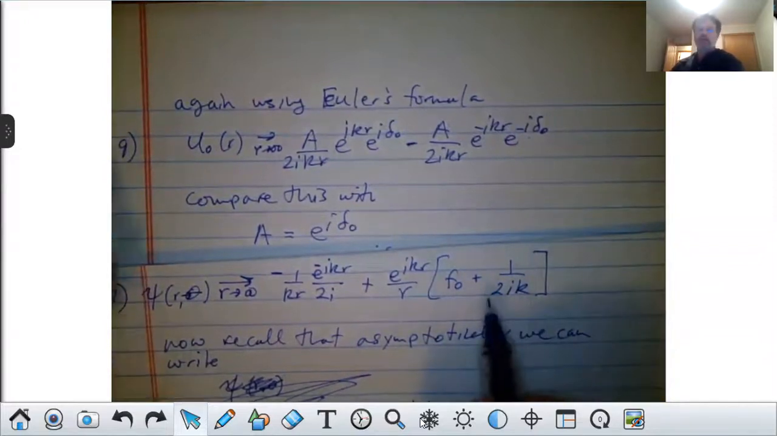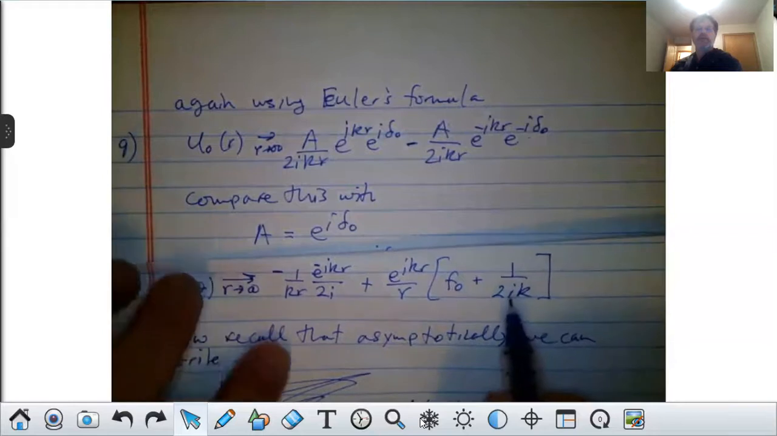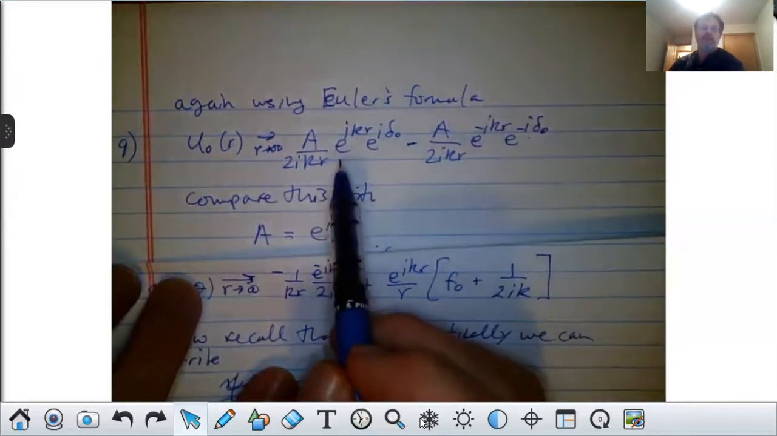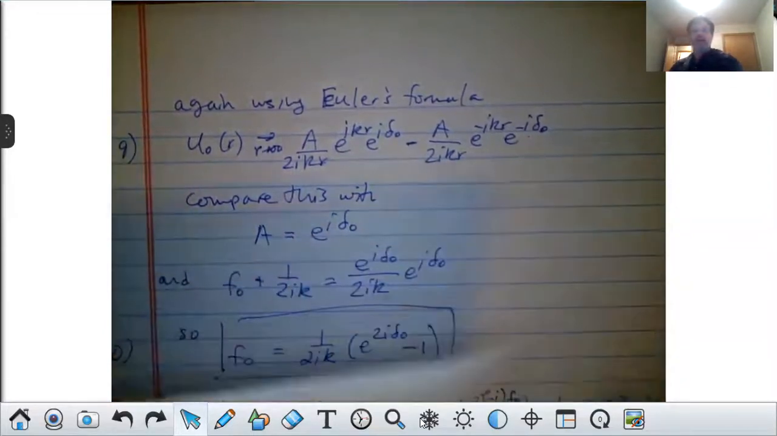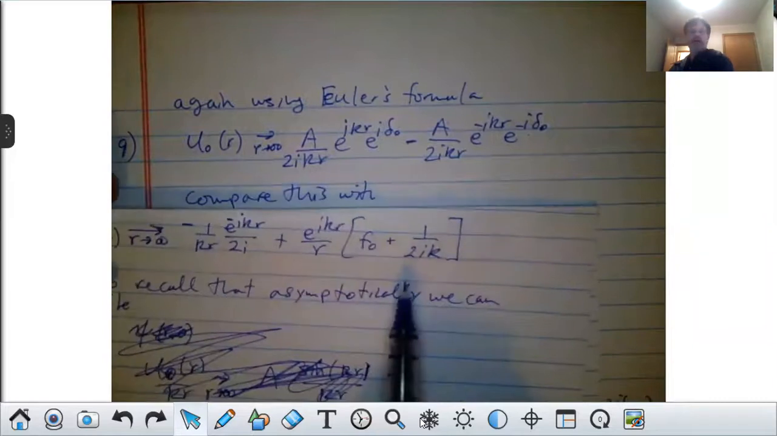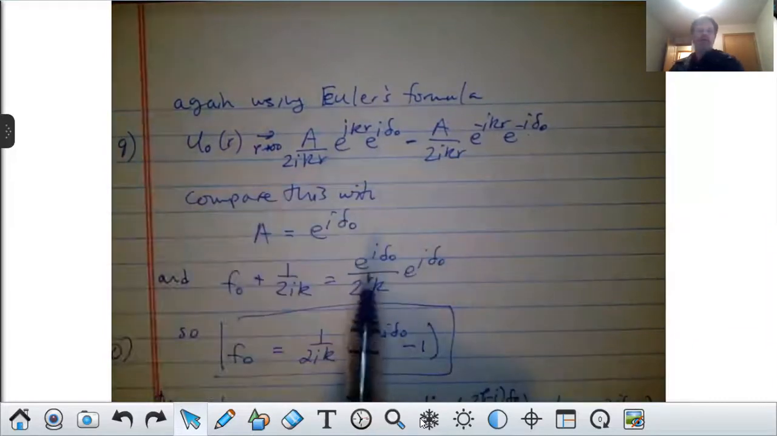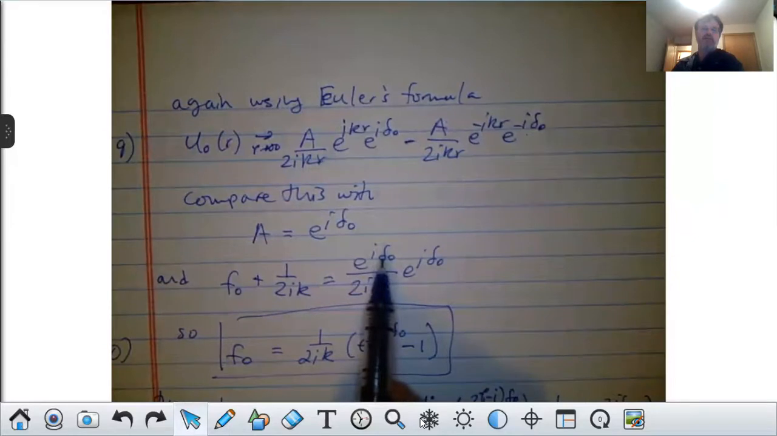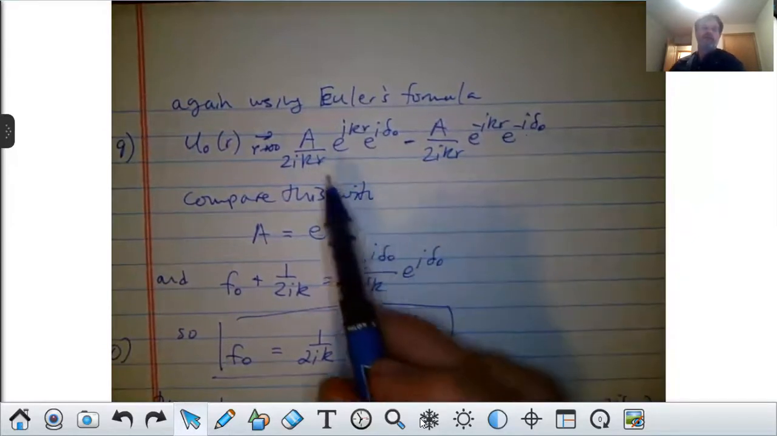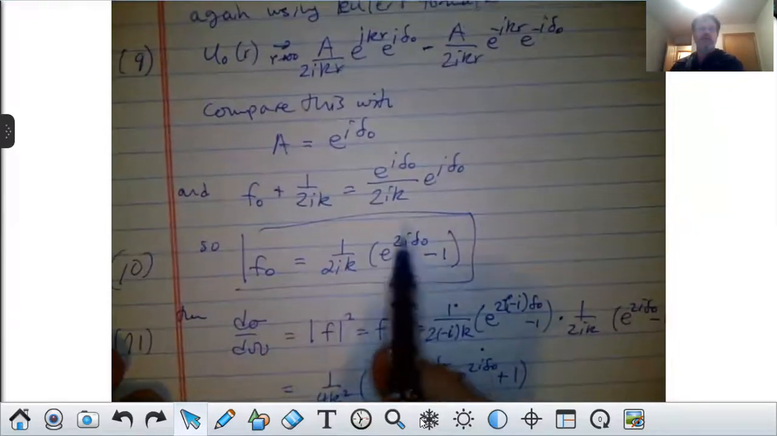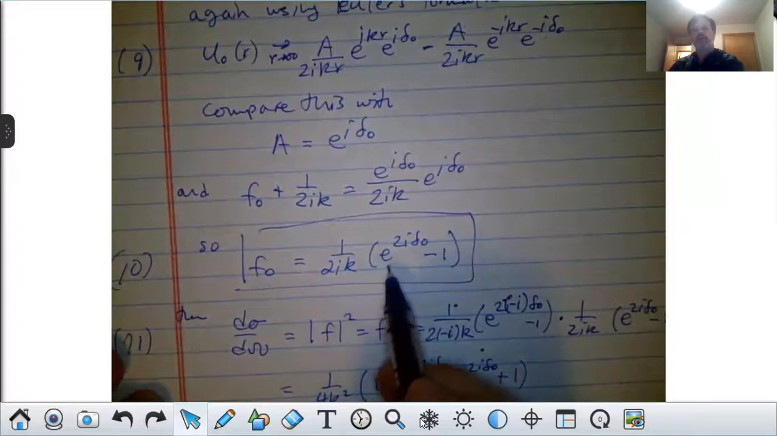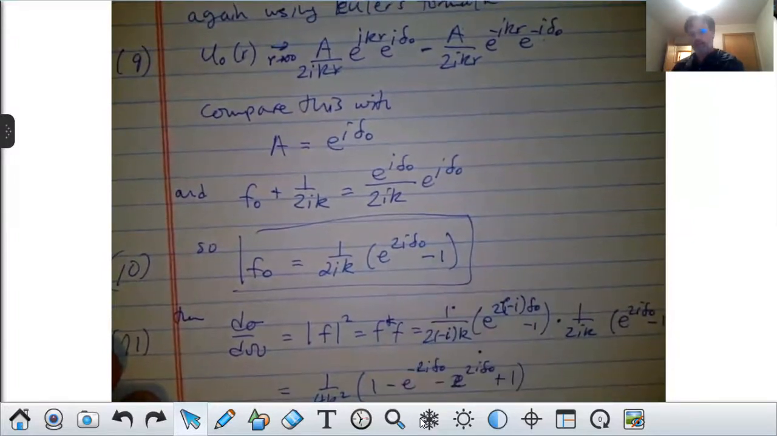Also, this other term here, F0 plus 1 over 2ik, has to be related to this. It's the ikr part. So I see that F0 plus 1 over 2ik has to equal A, which is e to the i delta 0, times 1 over 2ik times e to the i delta 0. So I'm just comparing the two parts of those functions. And then I can solve for F0, and I find this: it's 1 over 2ik times e to the 2i delta 0 minus 1.